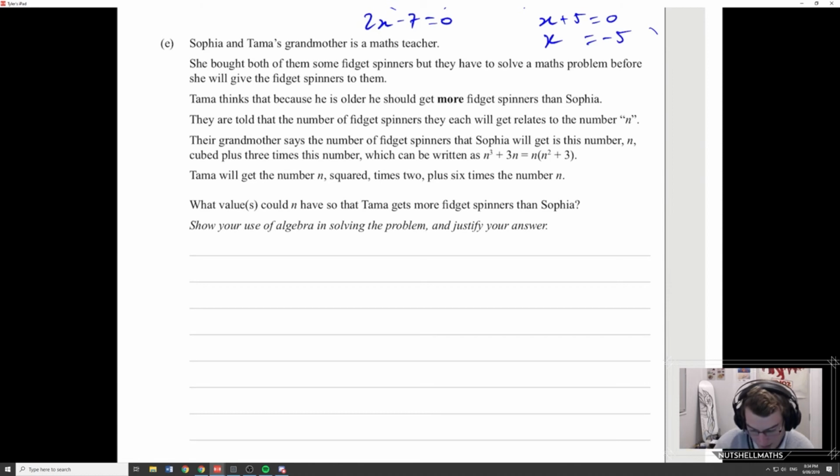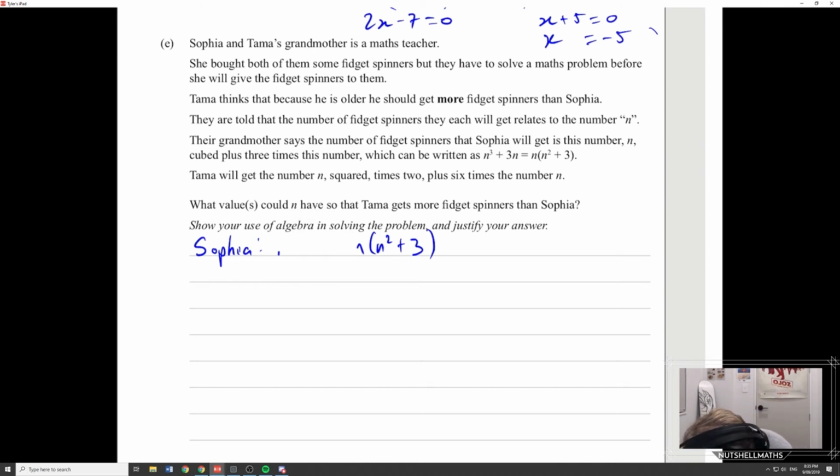Tama thinks that because he is older, he should get more fidget spinners. What a horrible brother. And they are told that the number of fidget spinners they each get will relate to the number n. Their grandmother says the number of fidget spinners that Sophia gets is n squared plus 3, or 3n.